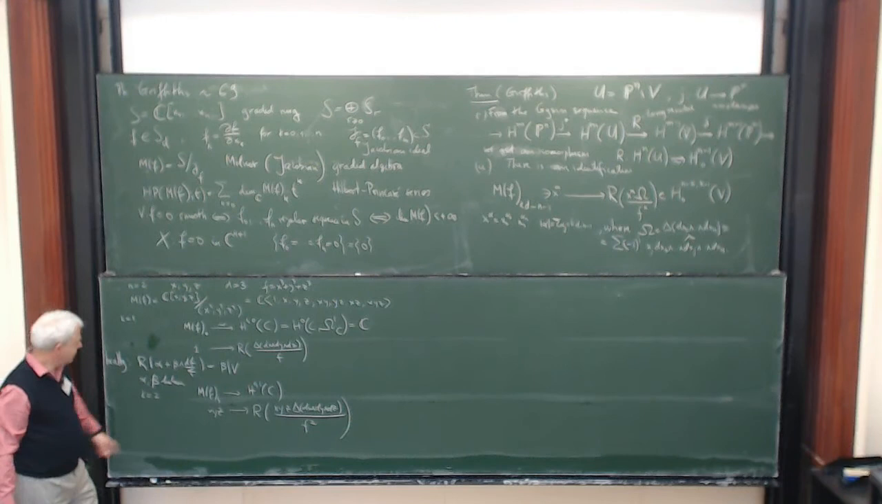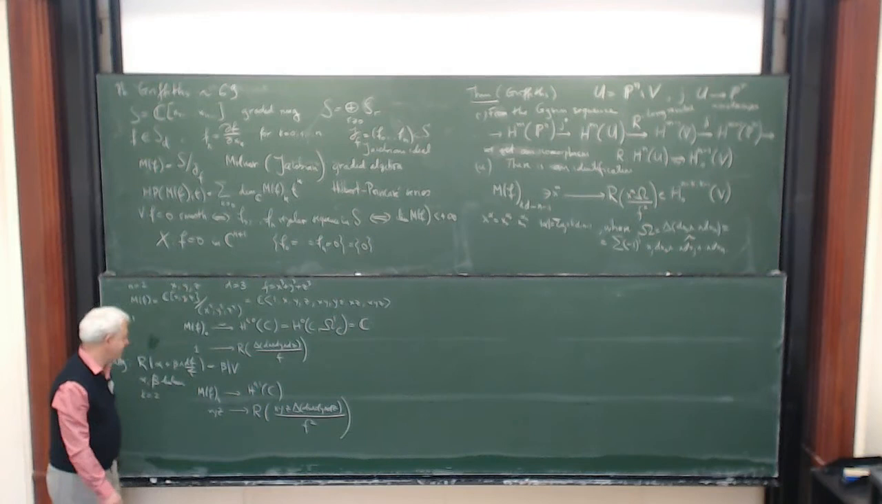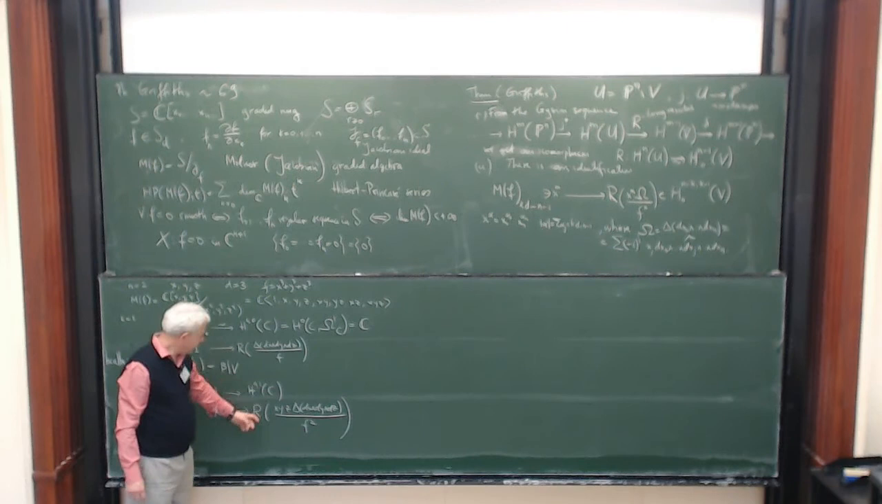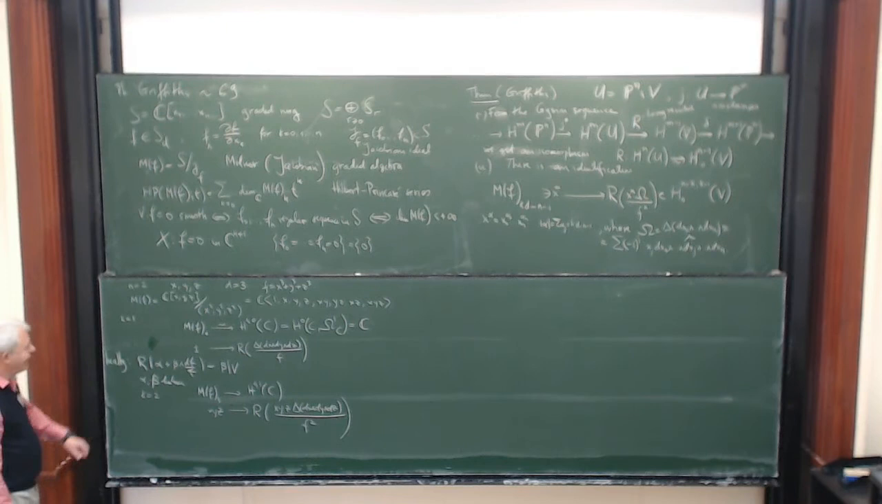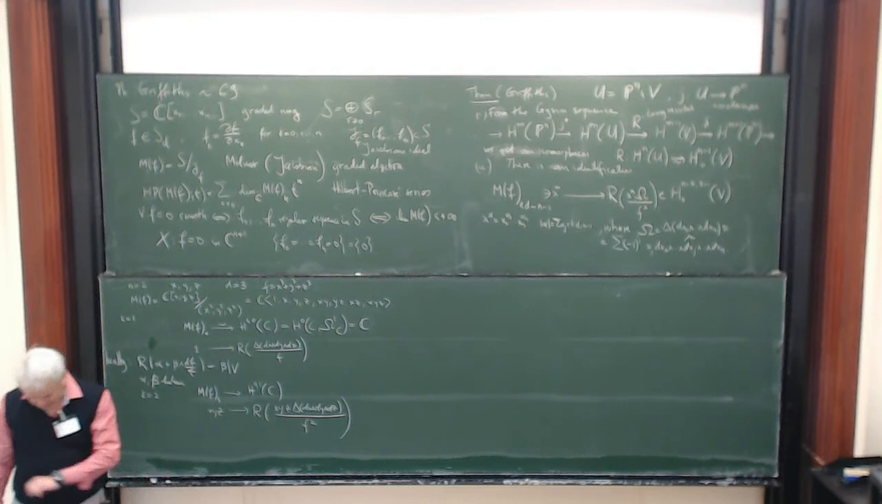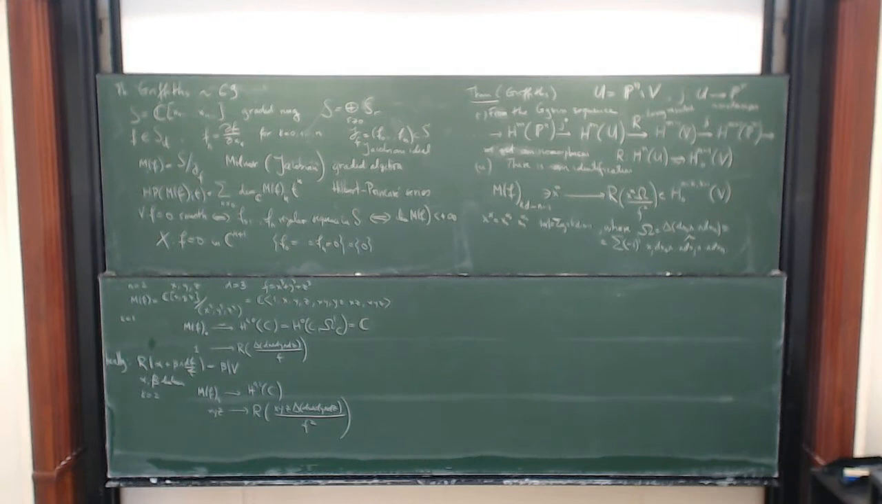And this is normal because here we cannot represent the elements by holomorphic one forms. We have to use a complex conjugate of one forms. Okay, so I hope this theorem is now clear, and we can continue to see what can be done in general.